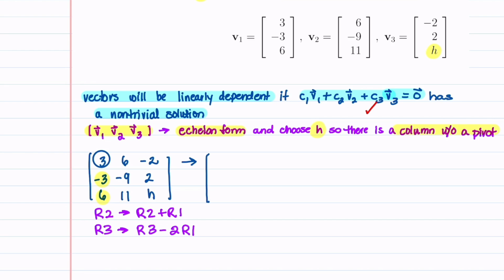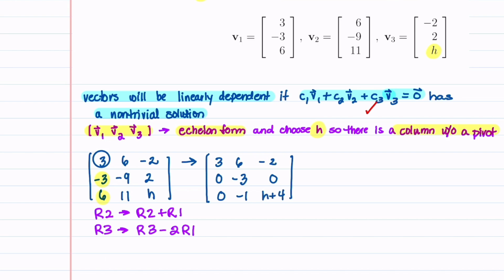Let's go ahead and do this. Our first row stays the same. And then our second row, we're going to add our first row to it. So we're going to get a 0. A minus 9 plus 6 gives us a minus 3. And then a 2 minus 2 gives us a 0. Now we're going to change the third row. We're going to multiply the first row by minus 2 and add it to the third row. So we get a 0. We pick up a minus 12 plus 11 gives us a minus 1. And then a 4 plus h, so we'll write that as h plus 4.